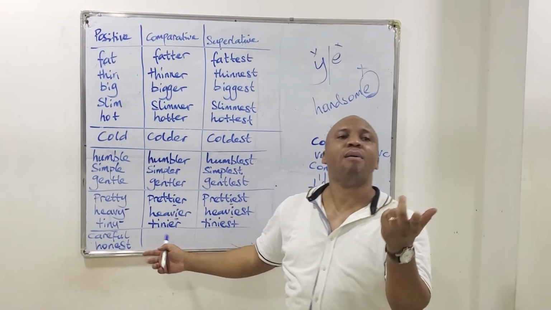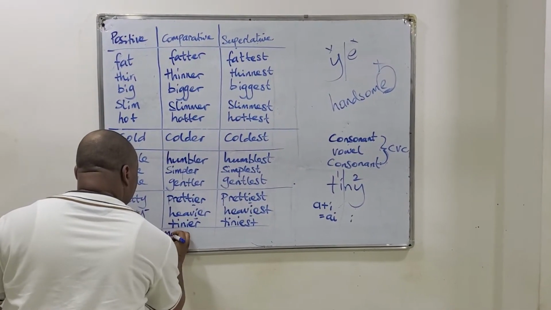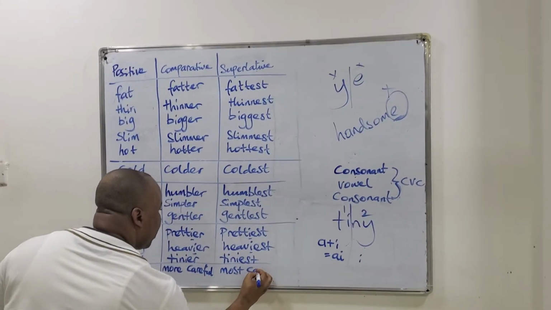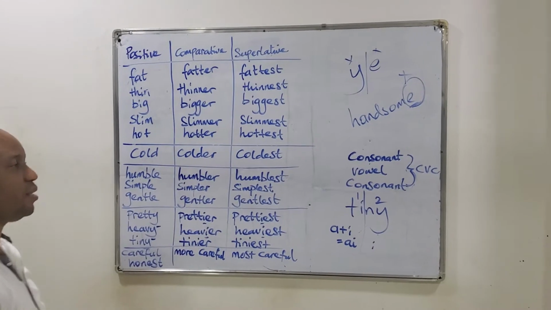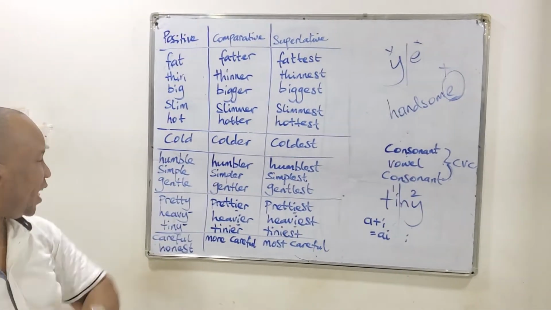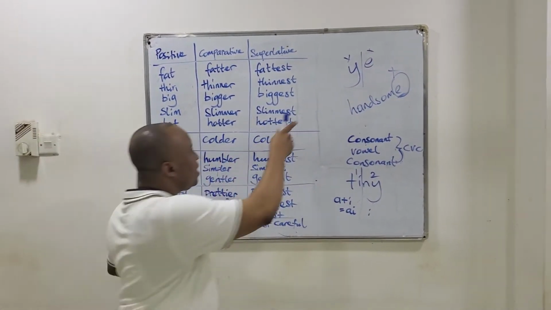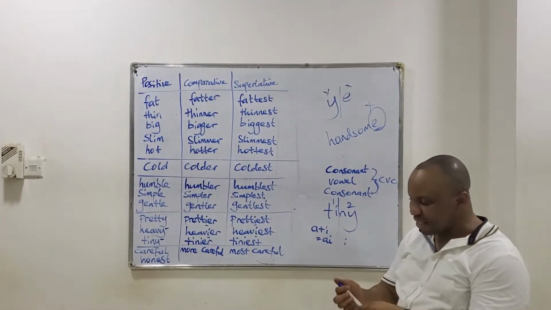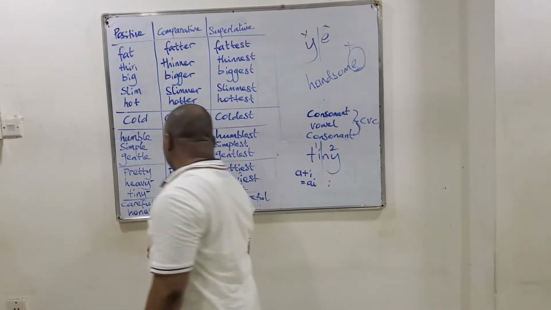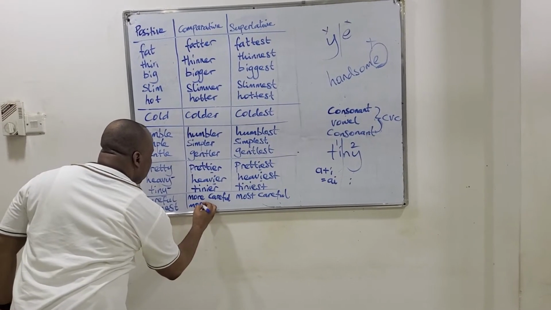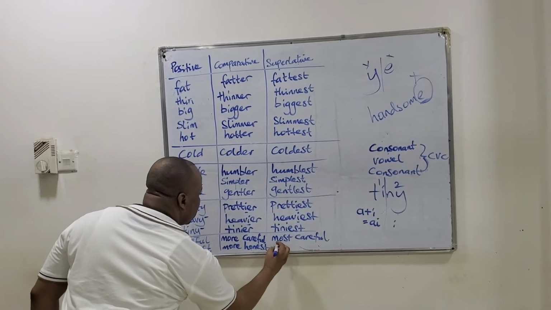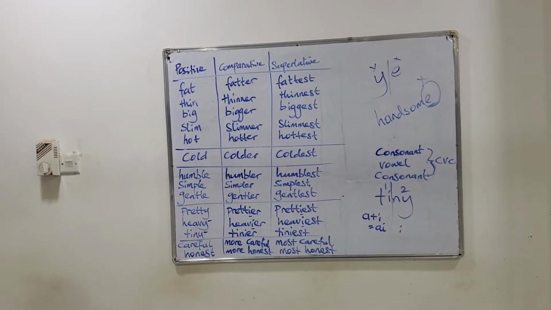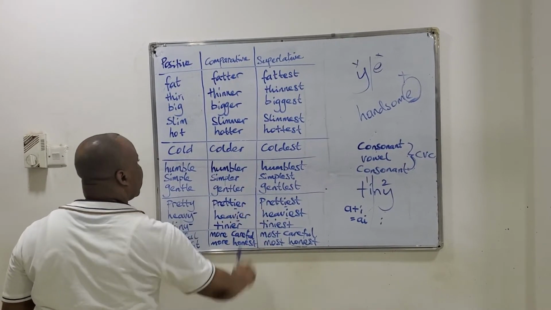So we say careful, more careful, most careful. Okay, also honest. Two syllables, okay? So the last letter, is it E? No. Is it Y? No. So what do we do? We add more to the adjective in the comparative form. So honest becomes more honest. Superlative, most honest. Honest, more honest, most honest.